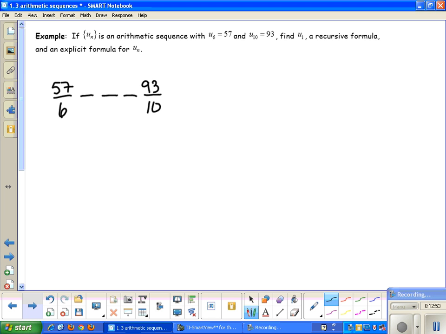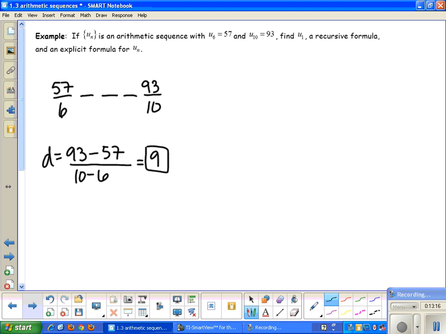So the best way to find what your common difference would be is to subtract your terms over subtracting the number of terms that you have. So my common difference is going to be 93 minus 57 over 10 minus 6. And then I could figure out from this that my common difference would be a value of 9.